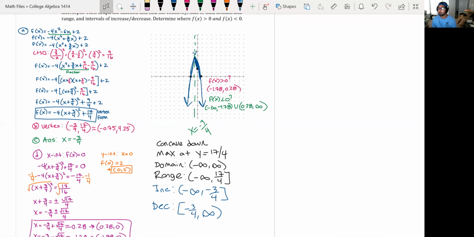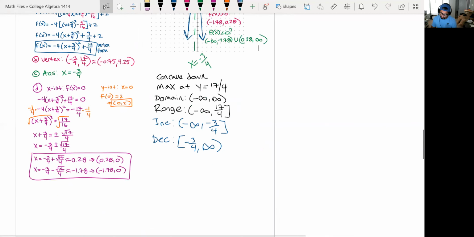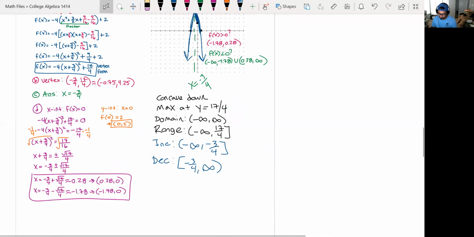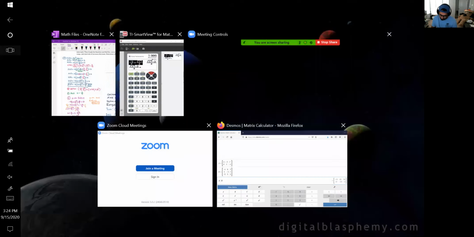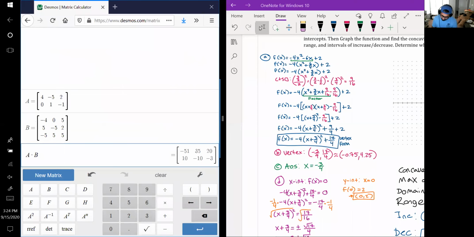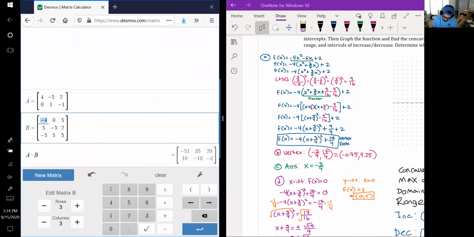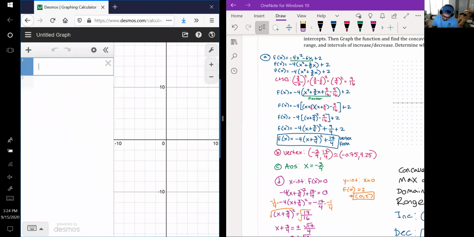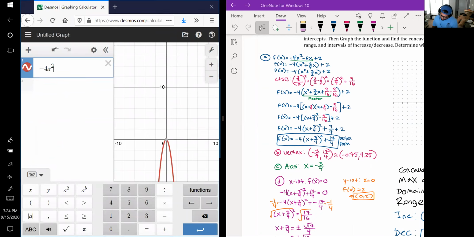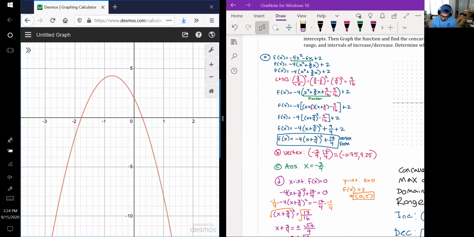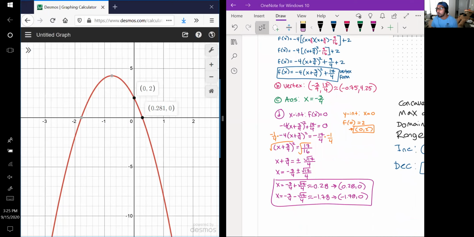All right. Oh, let's hope I didn't mess up anywhere. You can always double check it on Desmos. Let me see. Yeah, we can do a quick check. I'm already on Desmos. Negative 4x squared minus 6x plus 2. There it is. Looks a lot better than mine. And there's the y-intercept at 2. And then here are my x-intercepts at 0.28 and negative 1.78. Love it. I'm good. We are good. Well, I'm good. I did it.